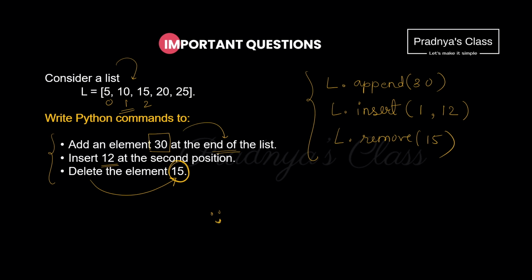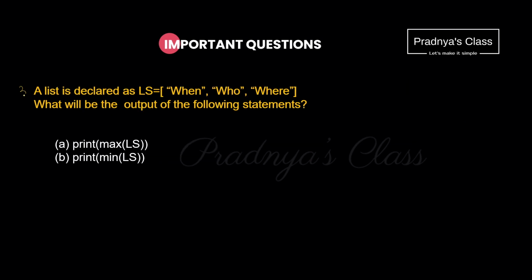These questions were based on the functions and the methods associated with list. Alright, this third question is also based on the same category. Here is one list with 3 elements. We need to tell what will be the output of these functions. The first is max and the second one is min. The max function will return the maximum element from the list. Now what is the maximum element?